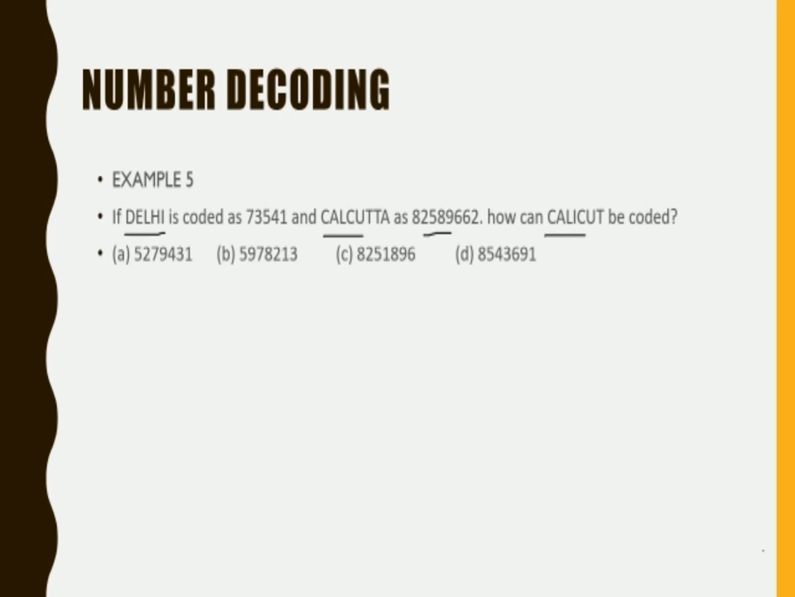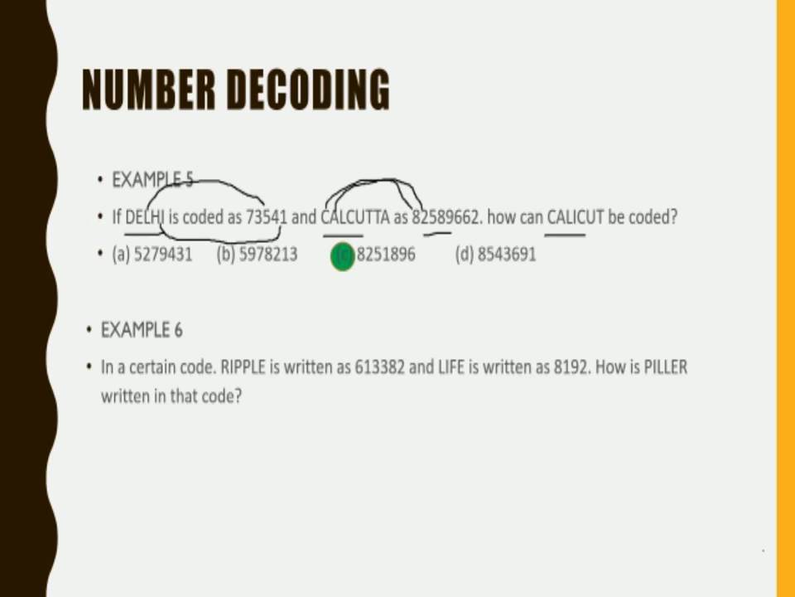Come, let's find out. C is coded with 8. A is coded with 2. And for L, you can take from Delhi. L is coded with 5. I is coded with 1. Likewise, if you do so, you'll be getting option C as the answer. Look at this example. Solve it by yourself by pausing this video. By solving this problem in the same type, you'll be getting the answer as A.